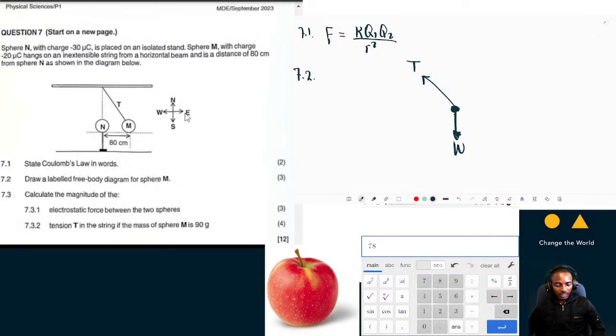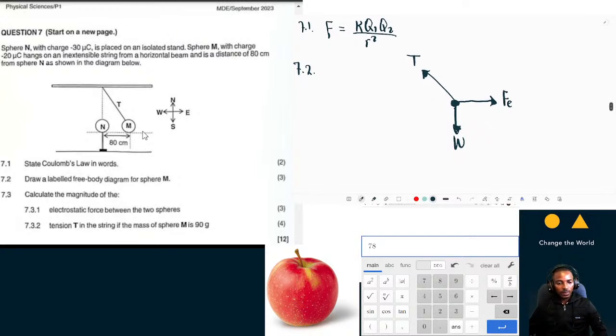Then the third force is the repulsion force, Fe, which is applied by sphere N to sphere M, because those spheres have negative charges, so they are going to repel each other. Like charges repel each other, and unlike charges attract each other. So it's going to be in the east direction. So that's the free body diagram for 3 marks.